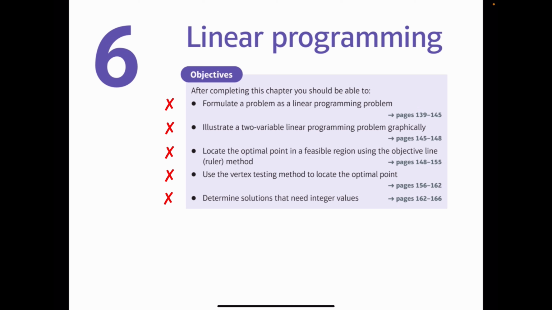In this lesson today, we will cover the first 3 points about formulating a problem and then illustrating it graphically. And we will also look at the method of how to find the optimal solution. There are two methods. Today we will be talking about the ruler method, or the objective line method.